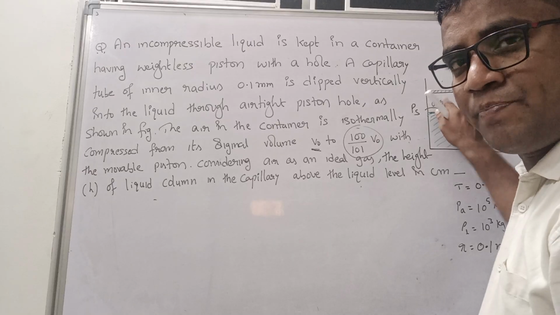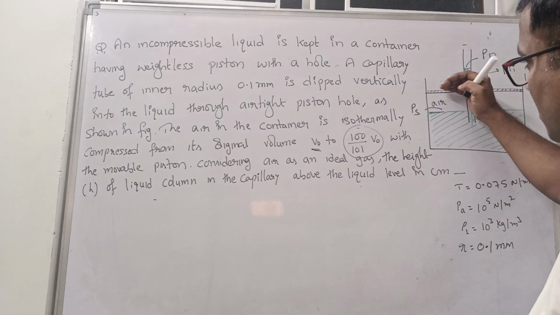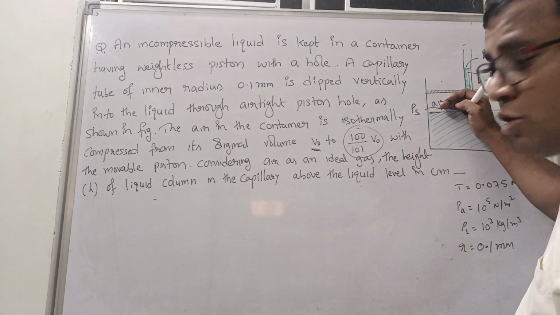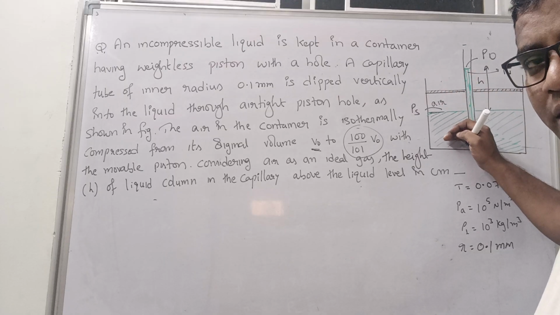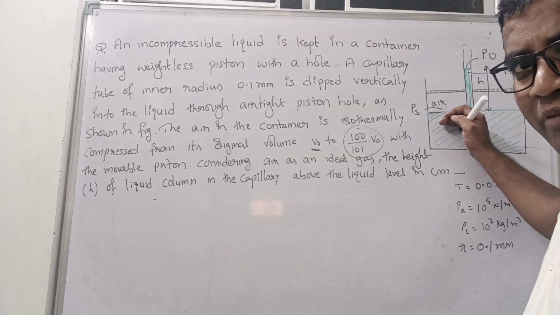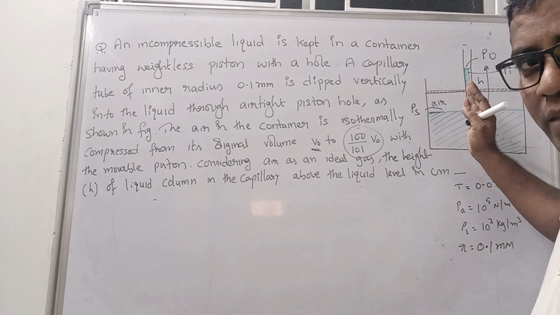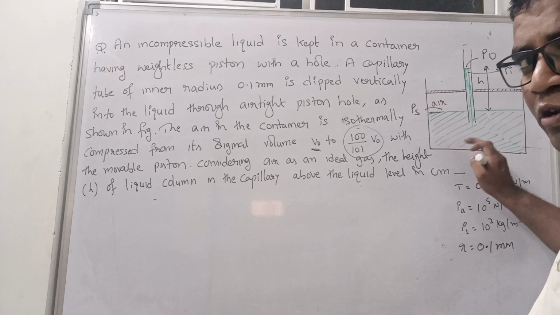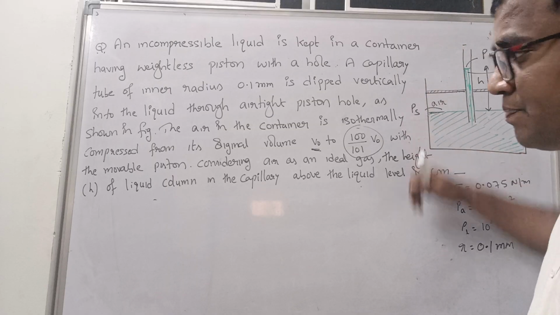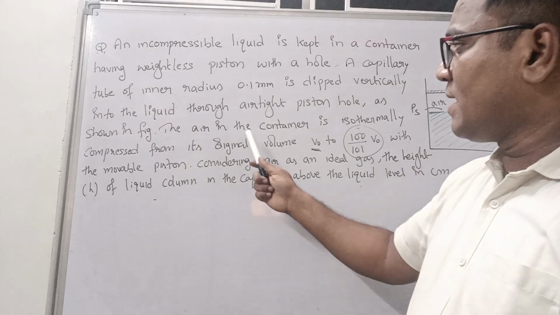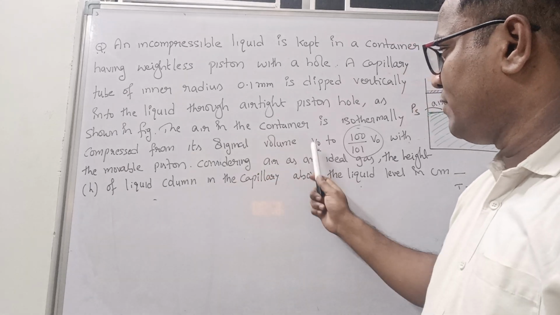Through the piston, we are applying some pressure downward. When I apply pressure, it will apply pressure on the air, and the air will apply pressure on the liquid. Due to that, the liquid will enter into the capillary tube, and the height of the liquid will increase depending upon the pressure.